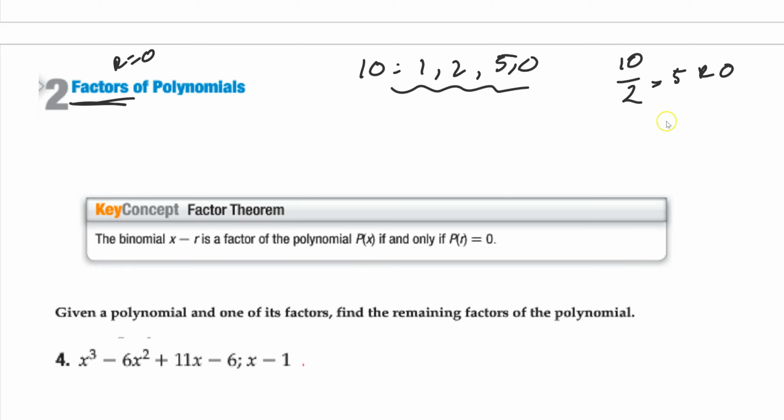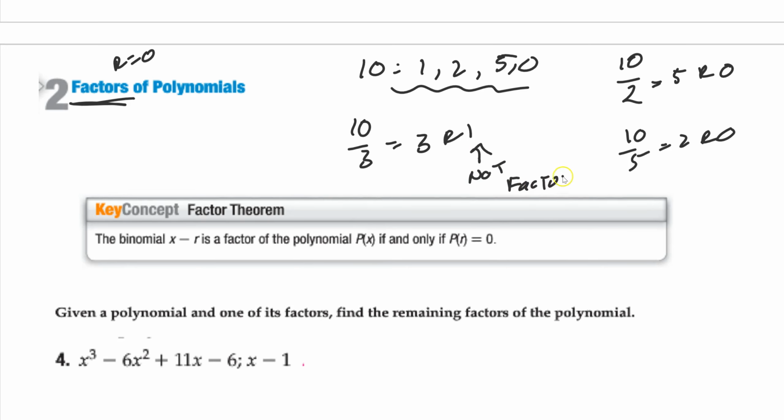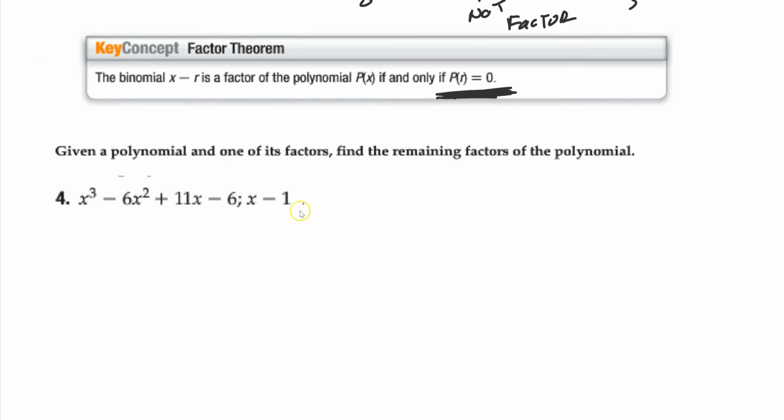It divides evenly. So 10 divided by 5 is 2 remainder 0. If you try to divide 10 by 3, you get 3 remainder 1, so it's not a factor. That's all a factor is. When you divide, it divides evenly, so you have a remainder of 0. So that's the key. If I want to know if a binomial is a factor, it's a factor when it has a remainder of 0. I could do the same thing with polynomials. If I want to know if this is a factor of that, just divide and get a remainder of 0.